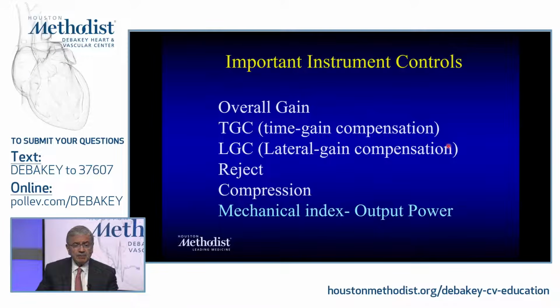Now, these are important instrument controls that you may have when you go to the machine itself. There's an overall gain, everything is increased. Time gain compensation, why? Because this time gain compensation is the distance basically from where the ultrasound sector is arising, where the transducer is, all the way down. And remember, distance is time, right? That's how you determine how far or how deep a certain structure is, because of the time that it took for this ultrasound beam to be reflected. Lateral gain compensation is along the lateral border, reject, compression.